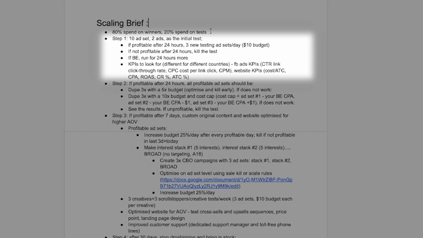So step number 1, 10 ad sets, 2 ads as initial test. If profitable after 24 hours, 3 new ads and ad sets a day. If not profitable after 24 hours, kill the test. If break even, you can run for 24 hours more.